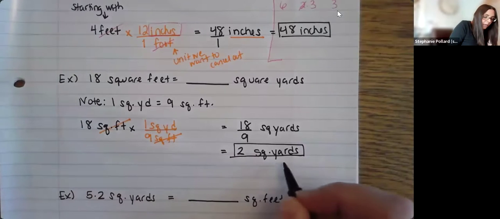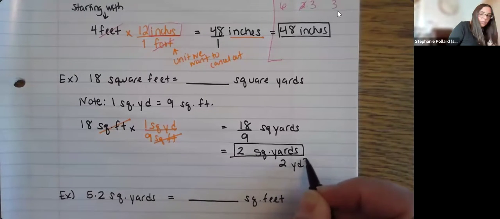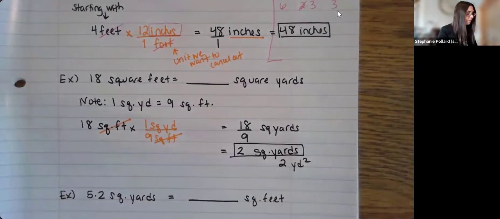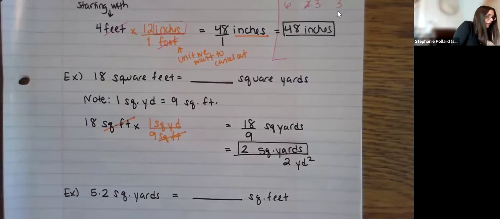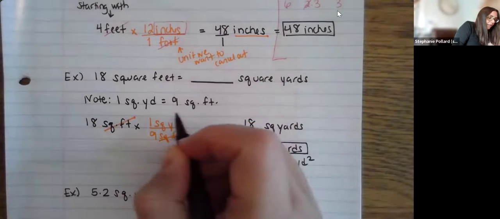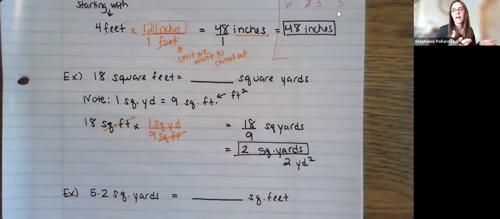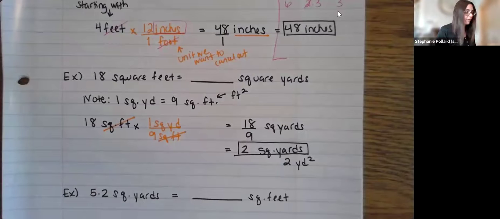That can also be abbreviated like this, 2 yards squared. So sometimes we'll use the actual square in mathematics as well. And same thing with feet. You could also abbreviate this here, for instance, as feet squared. So if you see that in mathematics, it's just a different way to write square feet.